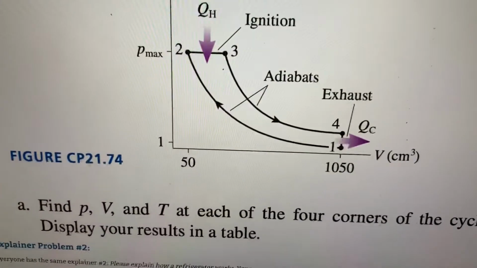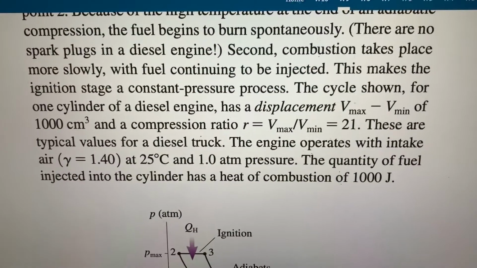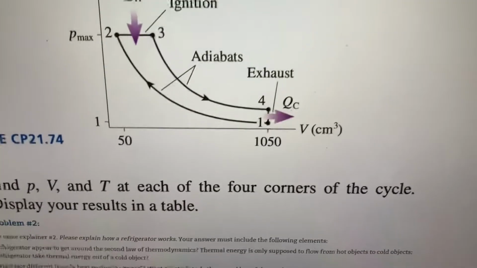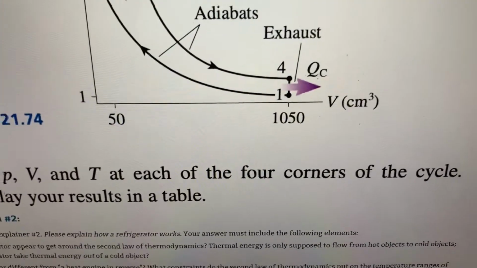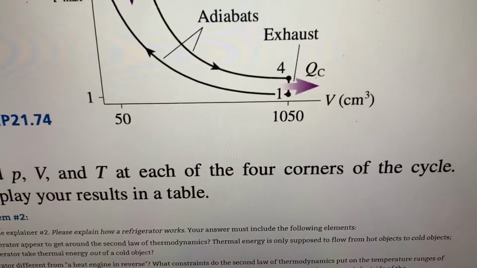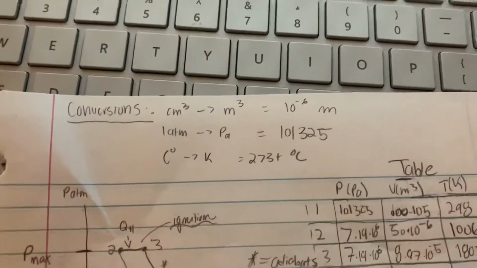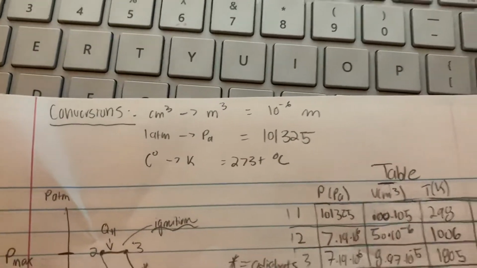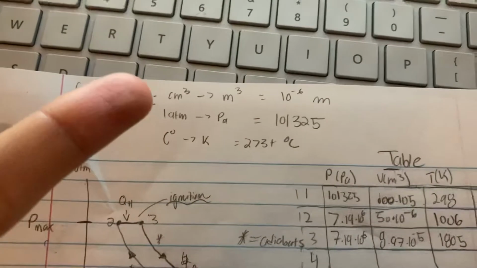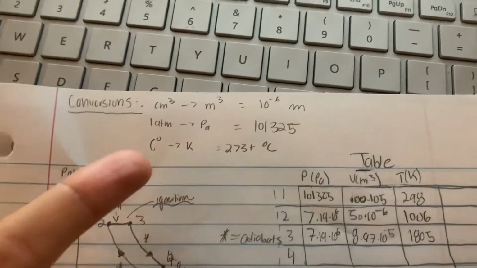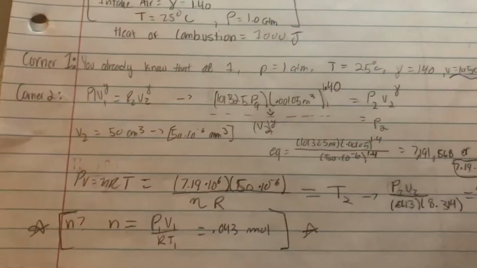Anyways, now we're going to solve for the first part. It's already given you all the values: the engine operates with intake air, 1.4, at 25 degrees Celsius and 1 atmospheric pressure, and you're also given the volume. So it's 1 atmosphere, 1050 centimeters cubed, and 25 degrees Celsius. However, we do have to do conversions. I'm not going to show you the exact conversions, because you should know how to do them, but you convert centimeters cubed to meters cubed for volume, atmosphere to Pascal for pressure, and degrees Celsius to Kelvin for temperature.